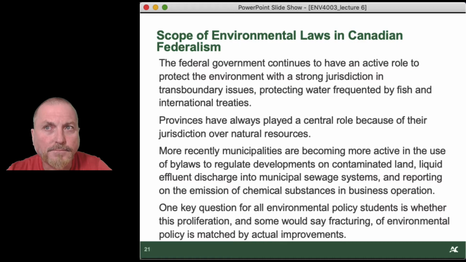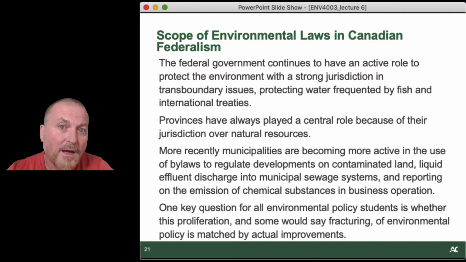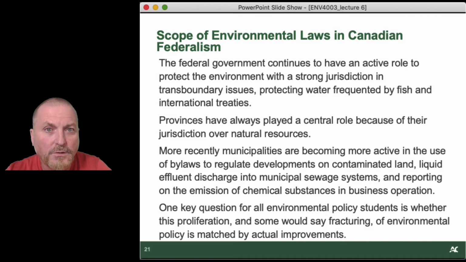All right. Now, the federal government continues to have an active role to protect the environment from its jurisdictions, right? That are not set out in the Constitution, as I said, but from its jurisdictions over transboundary issues, protecting water frequented by fish, international treaties, and other areas. So they use those powers, those authorities from the Constitution, to leverage into environmental work, to develop legislative acts which would then empower policy instruments, all right?